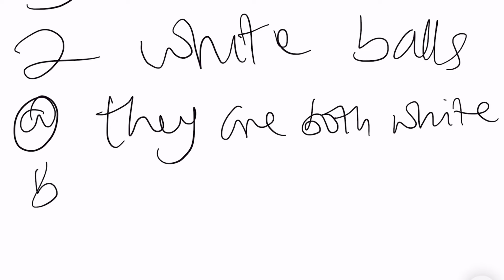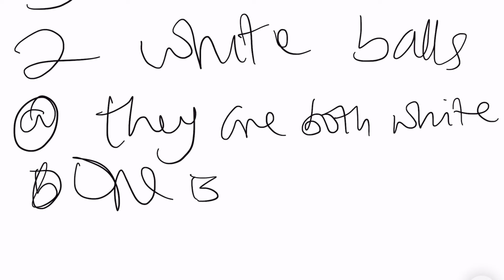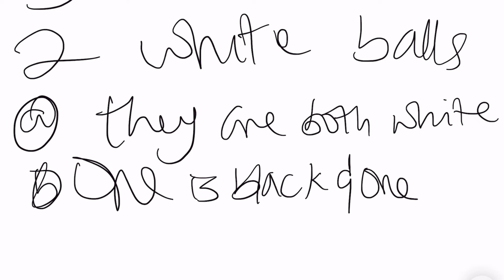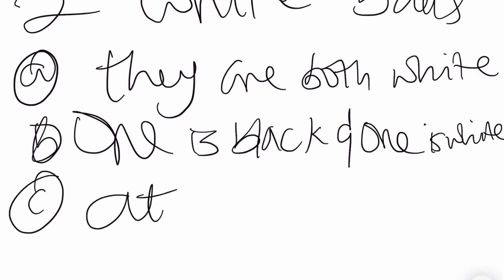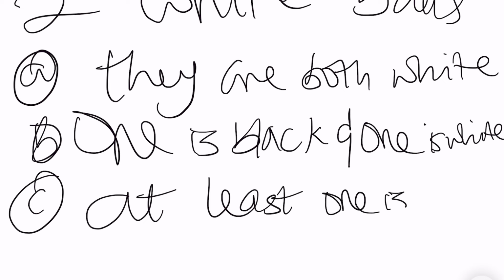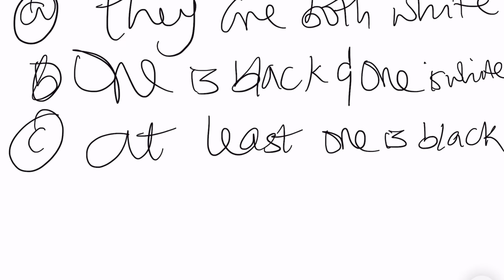The second: the probability that one is black and one is white. Then: at least one is black. And: at most one is black.